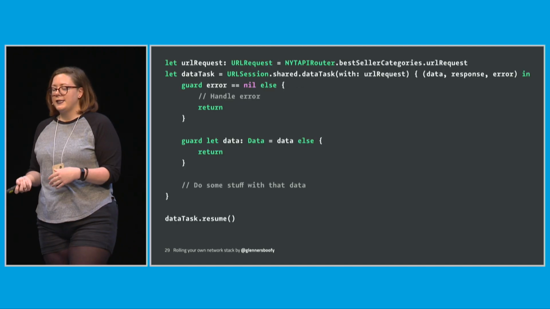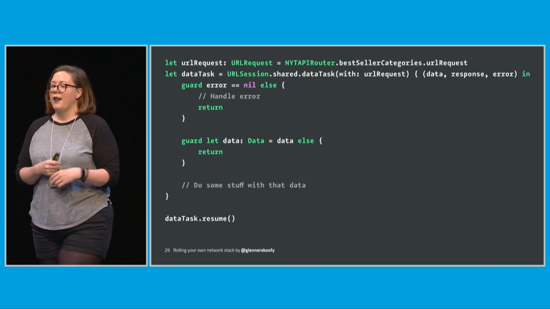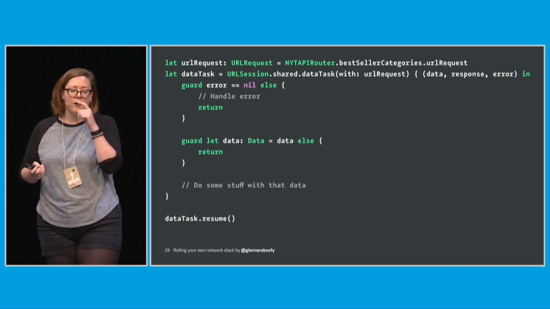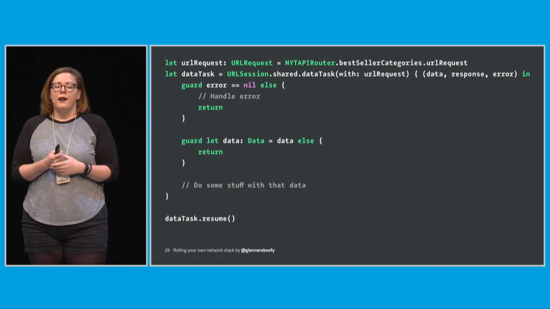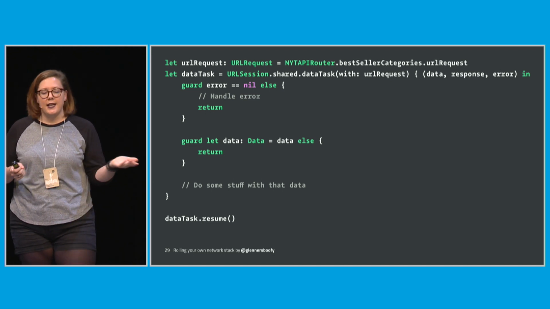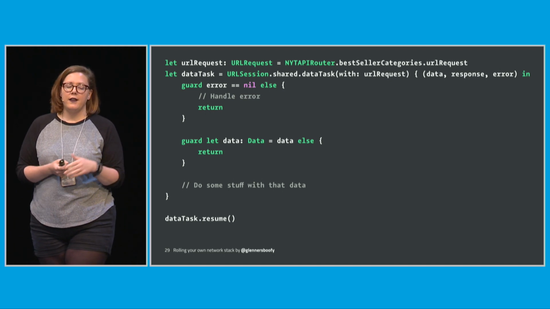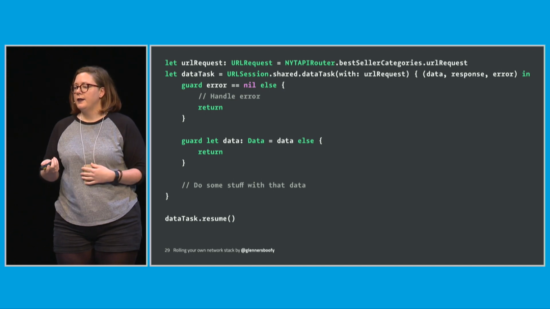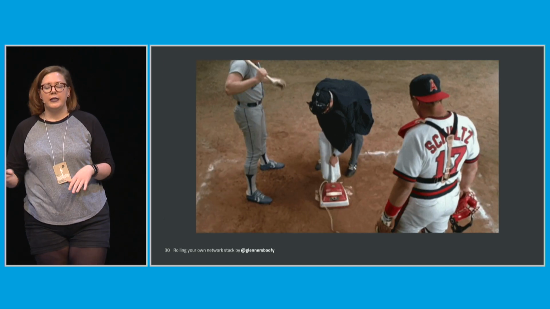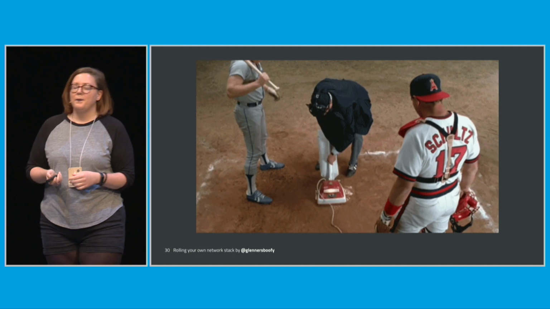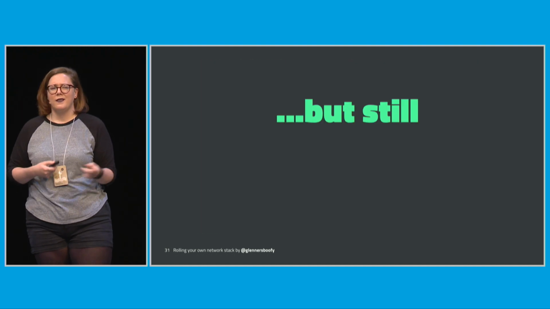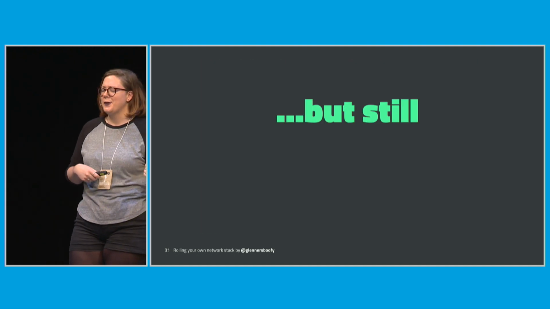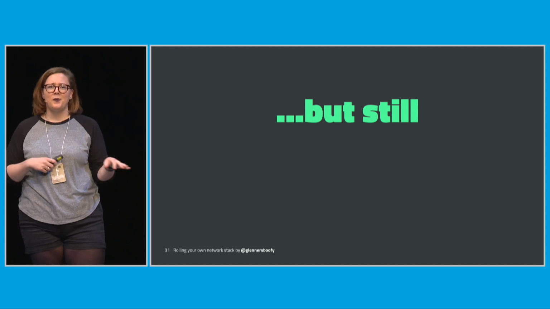Now, if we look at the call side again, we get the URL request from the API router, and then we have the same data task where we look at the error and the data after we've executed it. I'd say we've cleaned up a little bit, but we still don't have data in any usable form. It's not super Swifty.